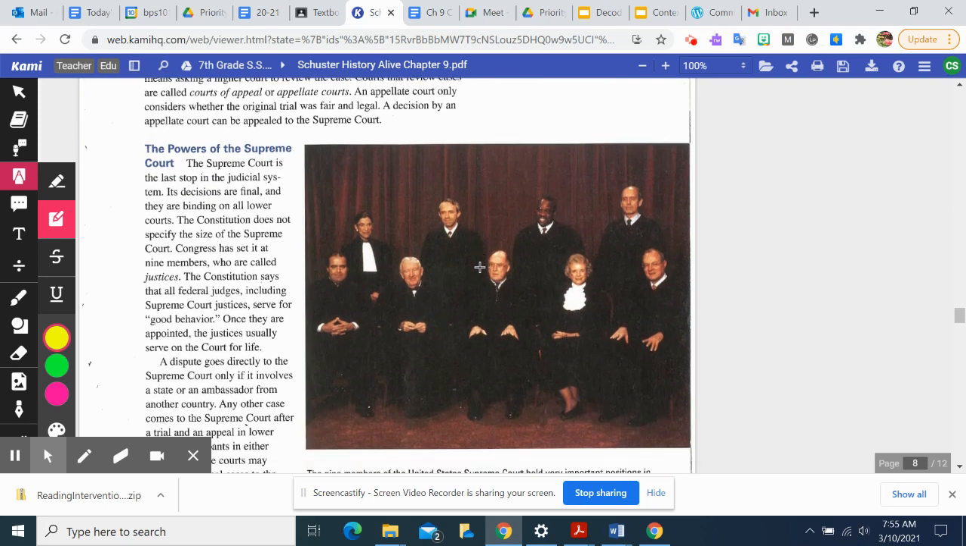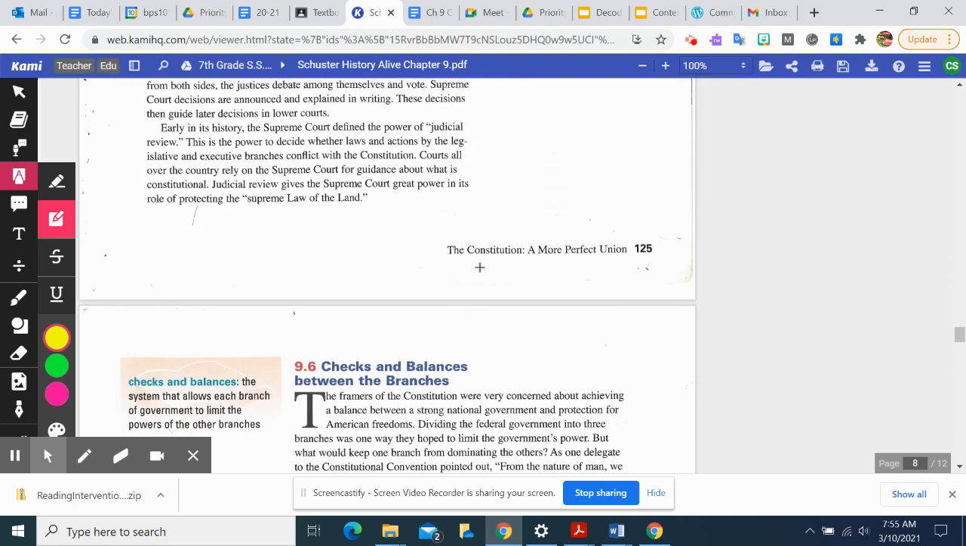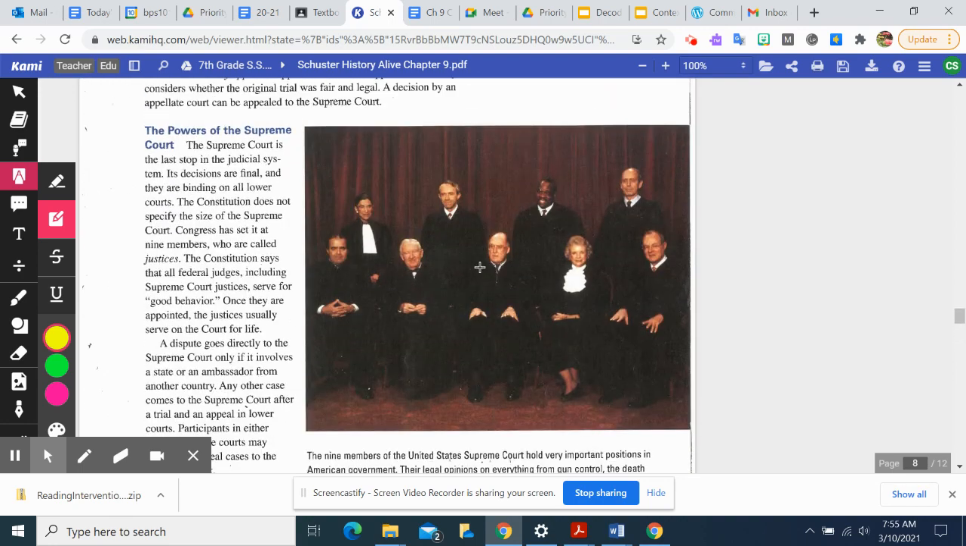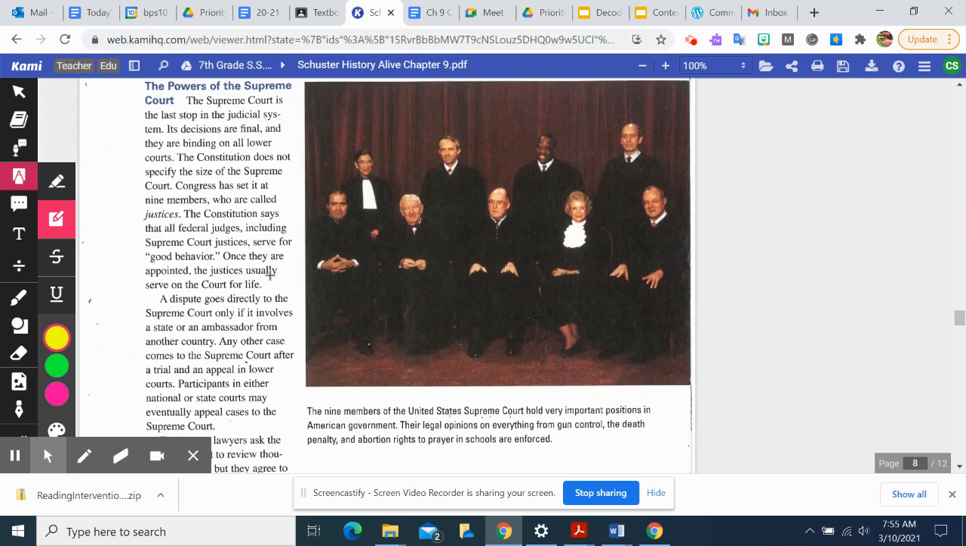The powers of the Supreme Court. The Supreme Court is the last stop in the judicial system. Its decisions are final and they are binding on all lower courts. The Constitution does not specify the size of the Supreme Court. Congress has set it at 9 members who are called justices. So the Constitution doesn't say it, but Congress has set it at 9 members, and they're called justices.